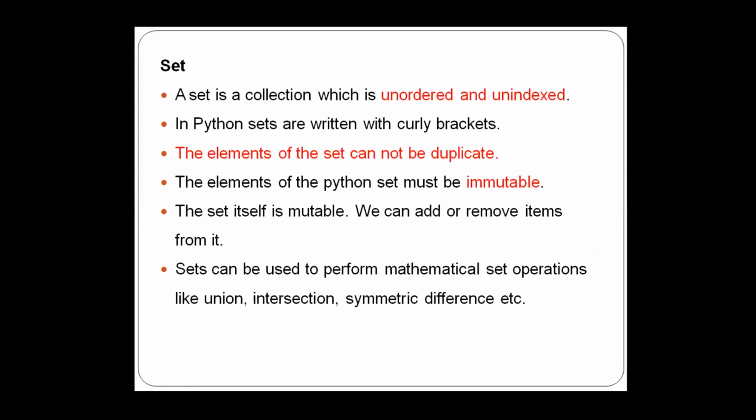Right, we say that the set is the only data type we have which is unordered and unindexed. When you say unordered and unindexed, usually when we access the elements of an item, you'll be accessing them using index numbers, right? But when you take the case of a set, you don't have any index number. And the other important thing about sets is that you cannot have duplicate values. The main purpose of sets is to perform mathematical operations. You go for the sets data type.